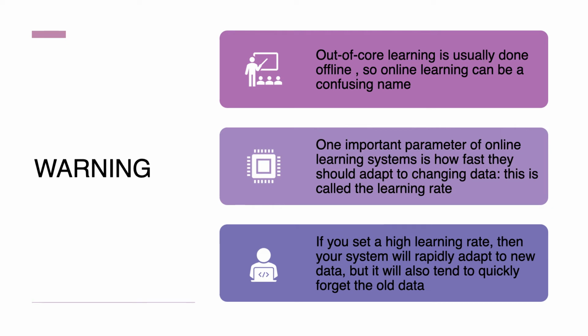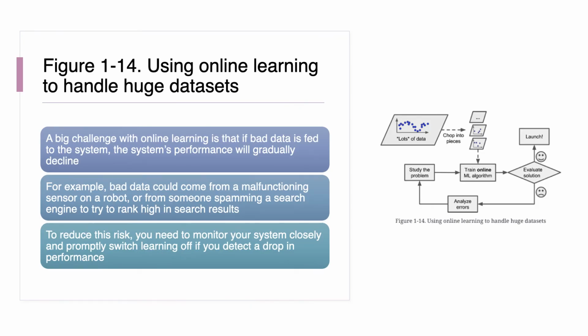A big challenge with online learning is that if bad data is fed to the system, its performance will gradually decline. If it's a live system, your clients will notice. For example, bad data could come from a malfunctioning sensor on a robot, or from someone spamming a search engine to try to rank high in search results. To reduce this risk, you need to monitor your system closely and promptly switch learning off, and possibly revert to a previously working state if you detect a drop in performance. You may also want to monitor the input data and react to abnormal data, for example, using an anomaly detection algorithm.